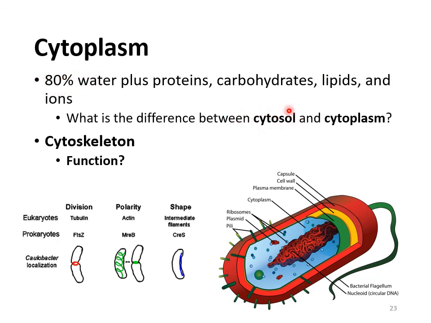The other term here to know is cytoskeleton, and the cytoskeleton, just like our skeleton, is for keeping shape and structure. So the cytoskeleton is made up of tubulin-like proteins that help keep the bacteria looking like a bacteria.